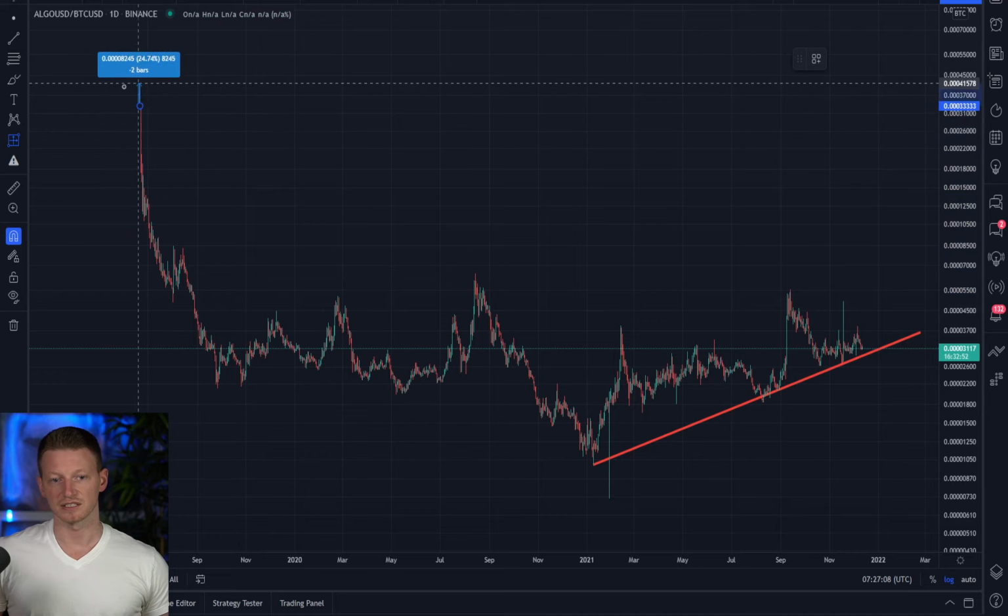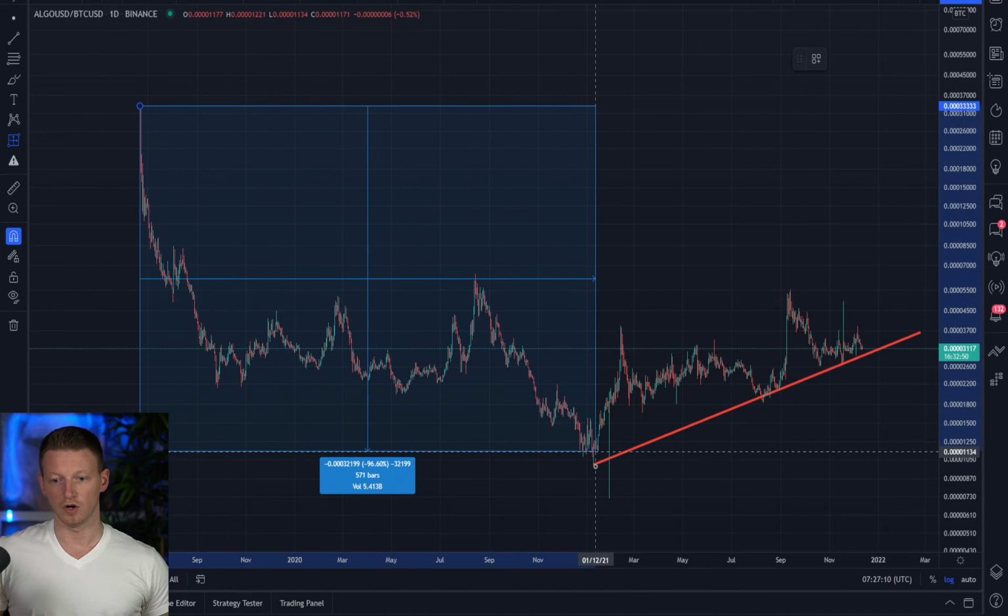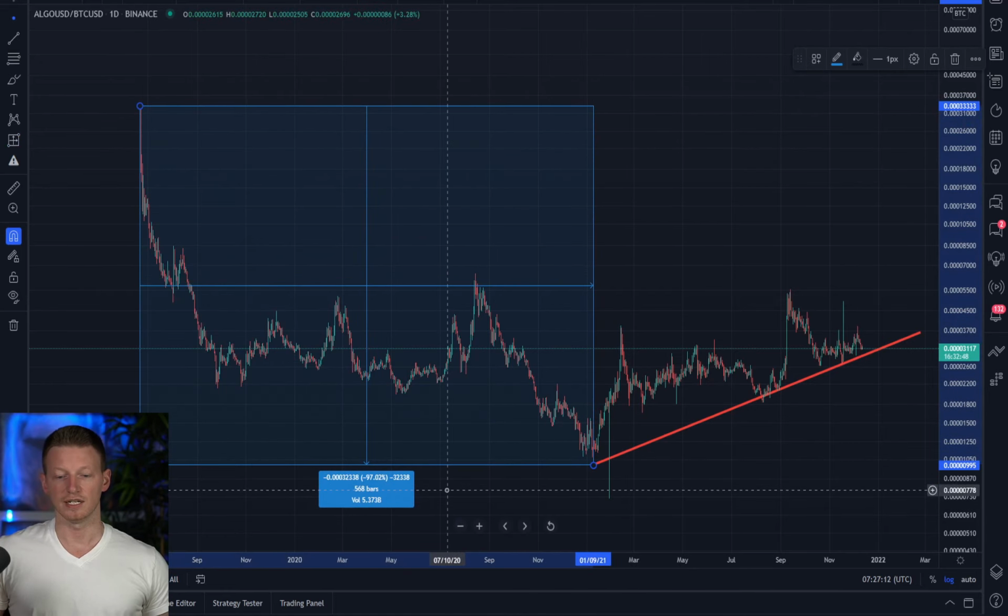So in this case, from its release date all the way until the beginning of the year, Algorand had lost 97% against Bitcoin. All right. So if you were all in Algorand versus all in Bitcoin, you were getting absolutely hammered in terms of your potential lost profit because Bitcoin outperformed Algorand by about 97% during this time.